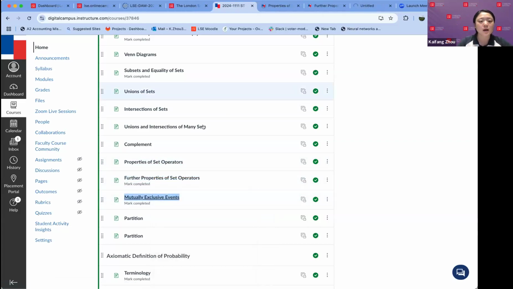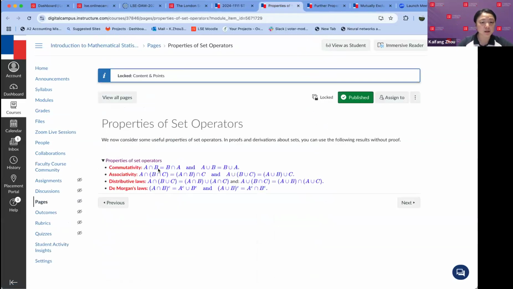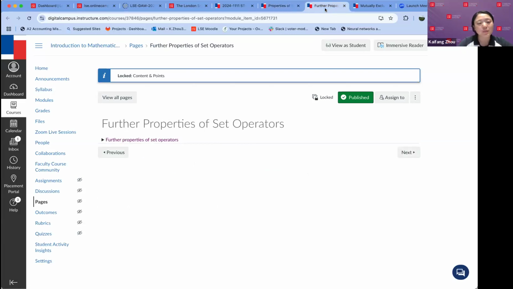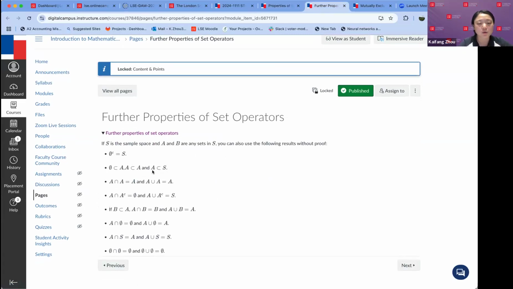The other one is the further properties of set operators. And the last one is mutually exclusive: what does it mean when we say these two events are mutually exclusive? These are the important parts from chapter 2, all these formulas, everything that we summarized in blue color. We also have further properties of set operators. So all these things are important.